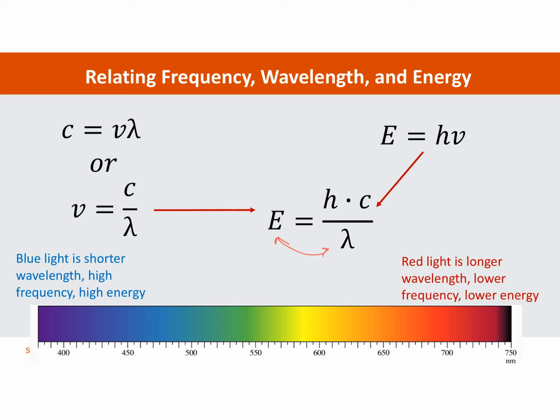So blue light has a shorter wavelength, higher frequency, higher energy. Red light has a longer wavelength. Longer wavelength means lower frequency, and a lower energy. So just from thinking through those relationships in the equation and not necessarily doing a calculation.